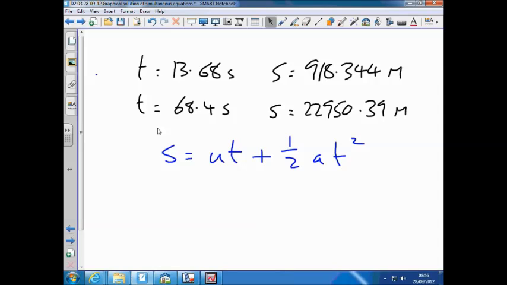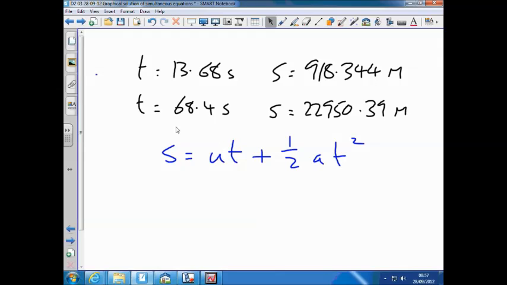And this was some sort of object that was moving. It could be a slider moving up and down a machine, or it could be some object, literally a car or something. So what you do is, you get some values, you do an experiment. We let this thing move, and we notice that after 13.68 seconds, the displacement, how far has it gone? 918.344 meters. So we've measured it pretty accurately to the nearest millimeter.